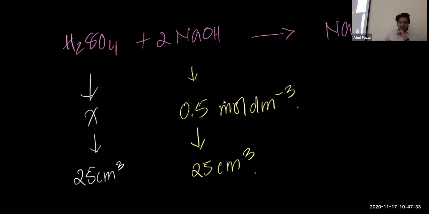Challenging. Does anyone have an answer, or anyone confused as to what to do? Brandon, what do you think? Ashwin, what do you think? It's a very easy question. We need to find the concentration of sulfuric acid when the concentration and volume of NaOH are given. The volume of sulfuric acid is also given, and we have to find its concentration.